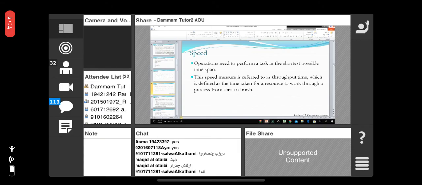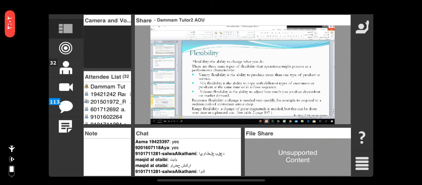Other criteria: flexibility. How to become flexibility, or how to become flexible. تخيل you have a pizza restaurant, you have only one size, for example, only small size, but I'm a customer, I don't want small size, I want medium or large or extra large. Flexibility, and you have to have variety and ability to produce more than one type.